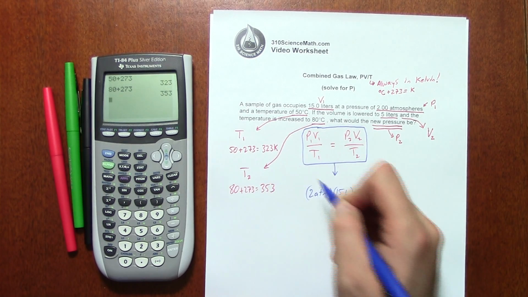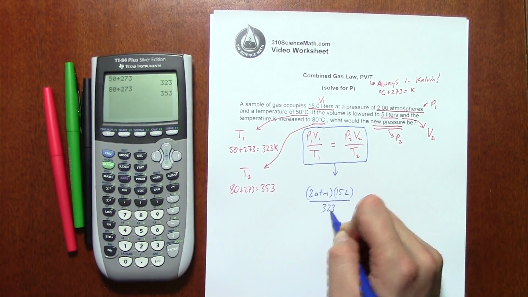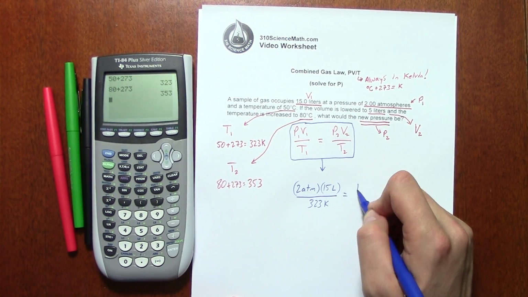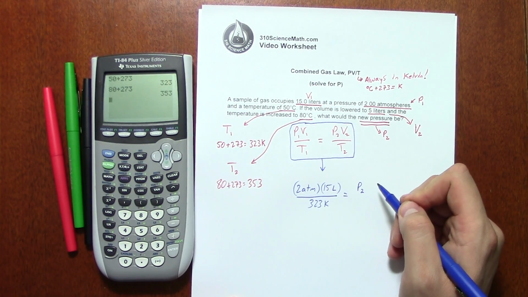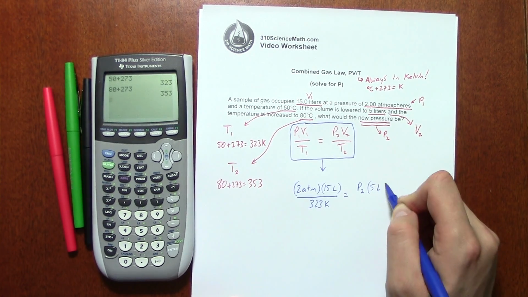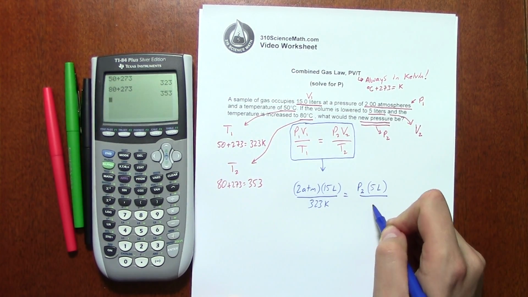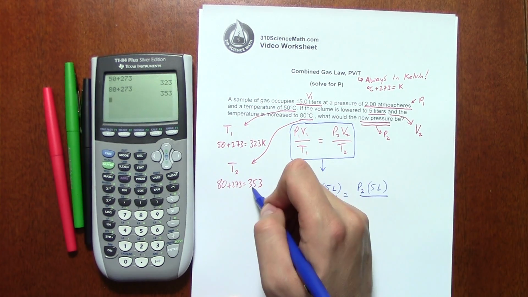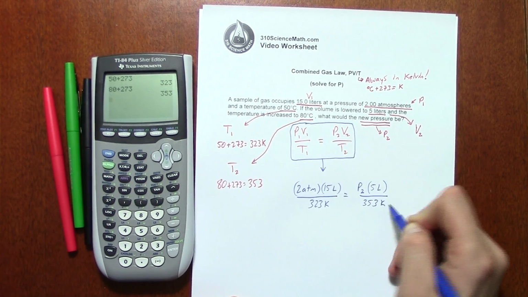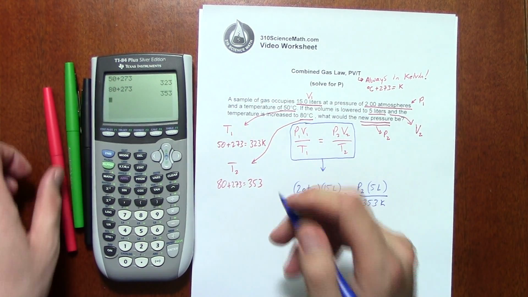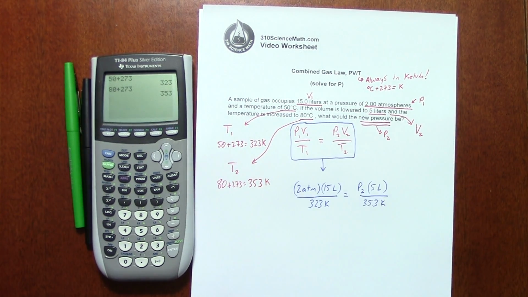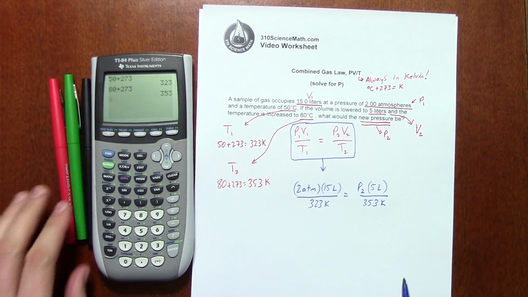T1 is 323 Kelvin. Now on this side, P2 is what I'm looking for, so I don't know yet. So I'm just going to write P2. V2 is 5 liters. And then the T2, which is supposed to go down here, that's 353 Kelvin. Now you see what I missed out on here? Bad boy. All right. Got to make sure that you put the units in everywhere you go. You don't want to leave anything without units.